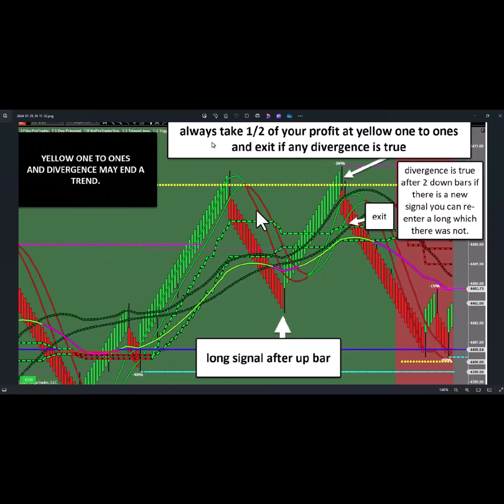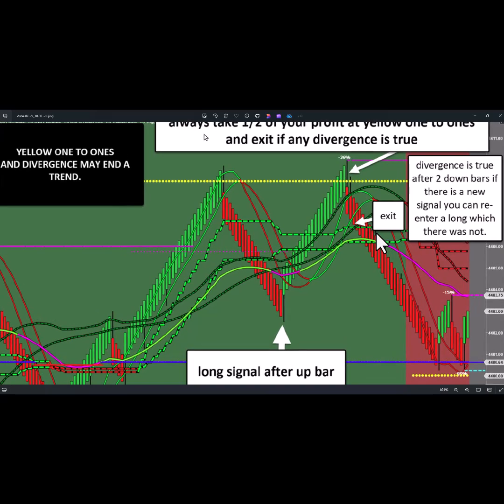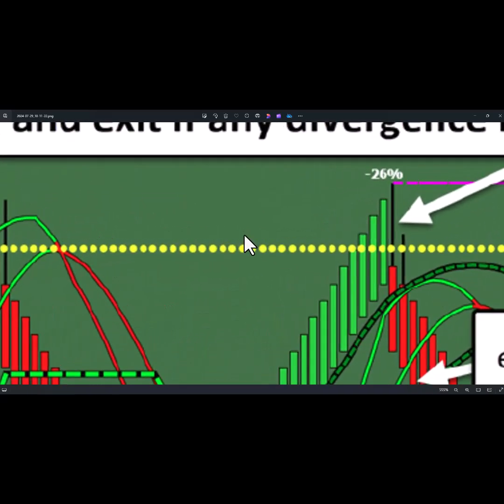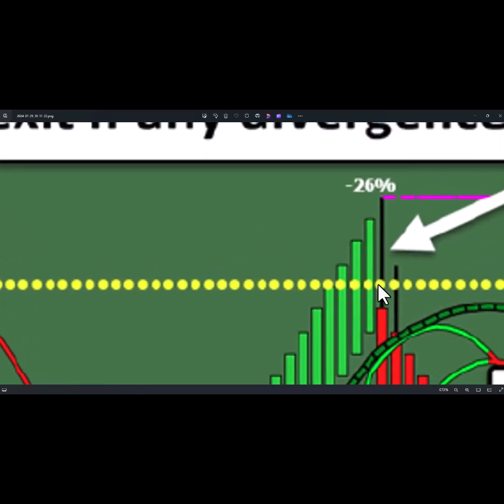Now, anytime you hit one-to-ones, you take some money. What's the rule for a momentum trade, guys? Where do the triggers have to be relative to the one-to-one? What's the rule? It's very simple. They have to be past it, right?